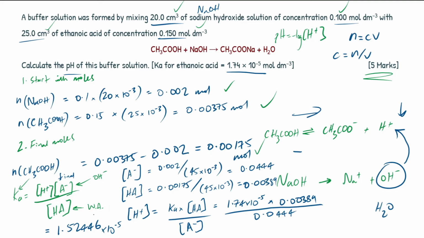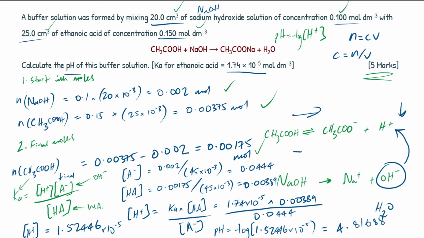But we don't really care about our units right here. So this is H plus concentration. Like I said previously in the video, we're going to plug that into our pH expression to find our pH, and that is going to be our fifth and final mark. So let's do that down here. pH equals minus log this value here, 1.52446 times 10 to the minus 5, equals 4.81688. So that's our pH.